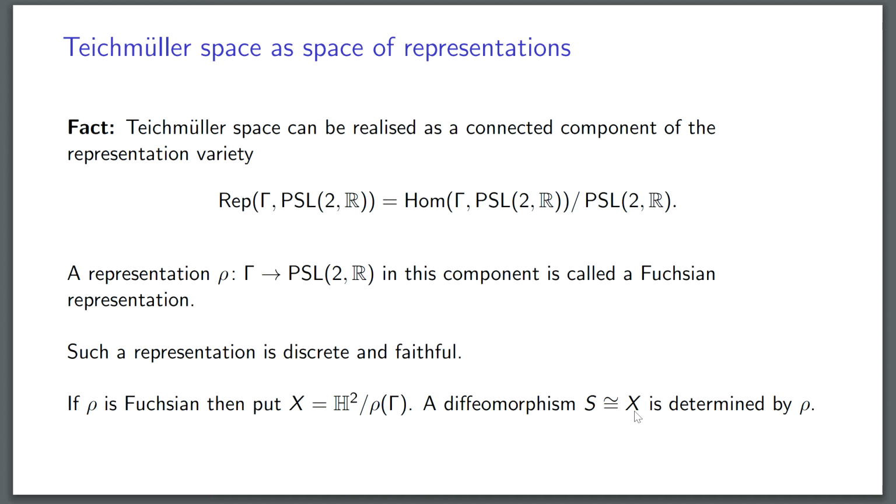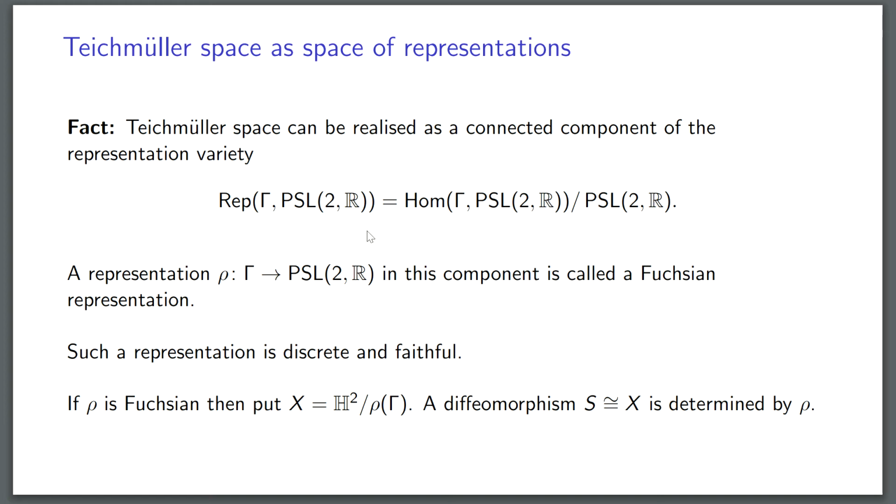And now, using this identification, we pull back the complex structure on X to a complex structure on S, which determines a point in Teichmüller space. And this assignment from a Fuchsian representation to a complex structure gives the identification between Teichmüller space and the connected component of this representation variety.